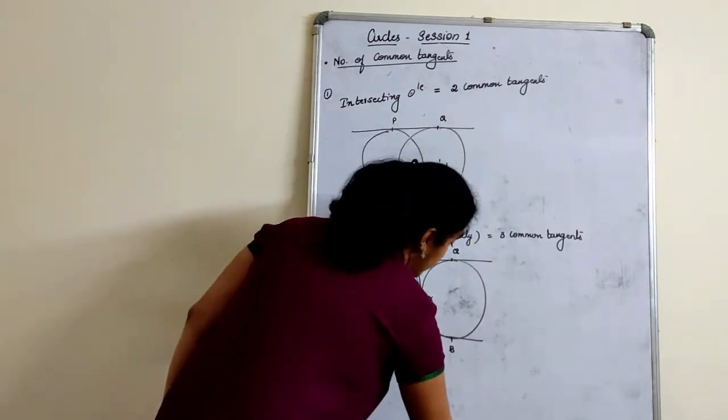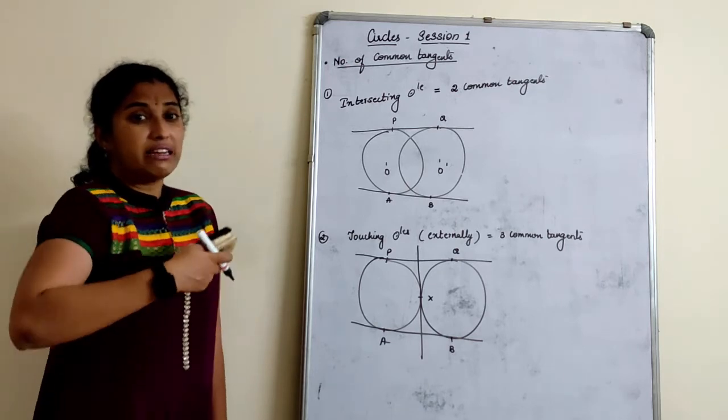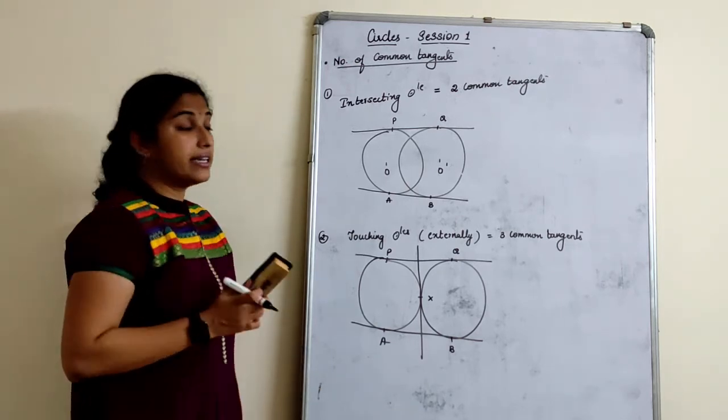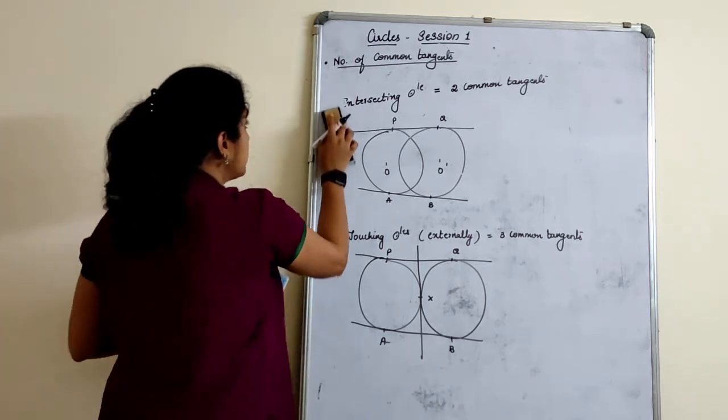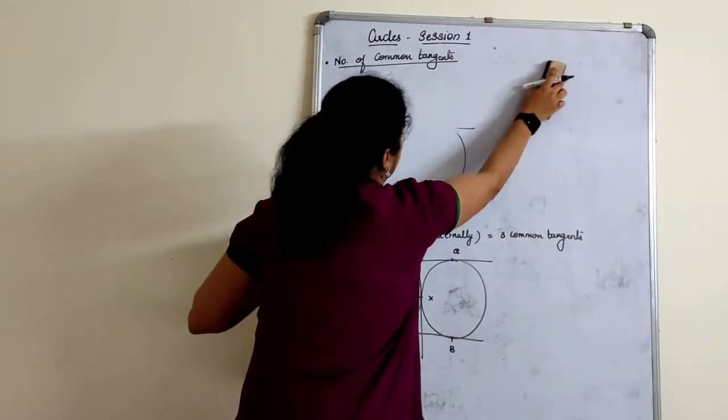Next, shall I erase this? Did you understand what you have to do? Just a common thing you should know here. Anytime it can also be asked as an MCQ for 1 mark. We are talking about common tangents here. Next we will see 2 circles touching each other internally.